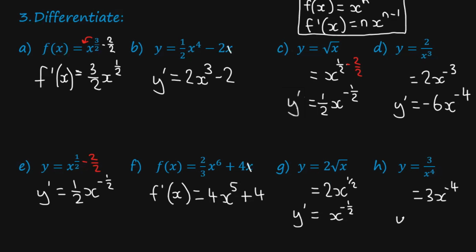And now we can do this. Y prime equals minus 4 times 3 is minus 12. And then we've got x to the power of negative 5. Okay. And that's it. All right. So you can see these ones, yeah, just a little bit harder, but you can see we just keep following the rule, and yeah, that'll get us the correct answer.